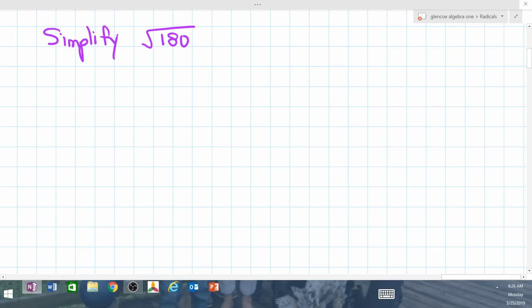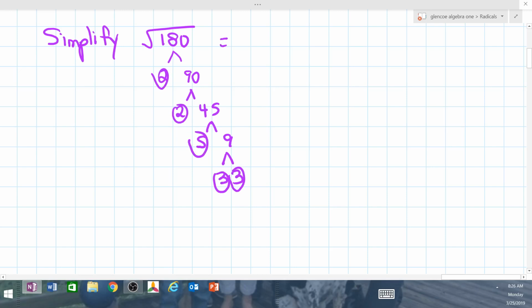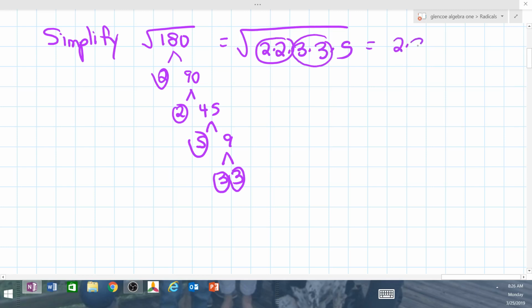We all like to simplify radicals by breaking them down into prime factors. So if we wanted to simplify radical 180, it would break down to 2 and 90, 2 and 45, 5 and 9, 3 and 3. So it would equal radical 2 times 2 times 3 times 3 times 5. So we have a pair of 2's and a pair of 3's. One 2 comes out, one 3 comes out. We multiply them together, and our final answer here is 6 radical 5. Does anyone have a question?